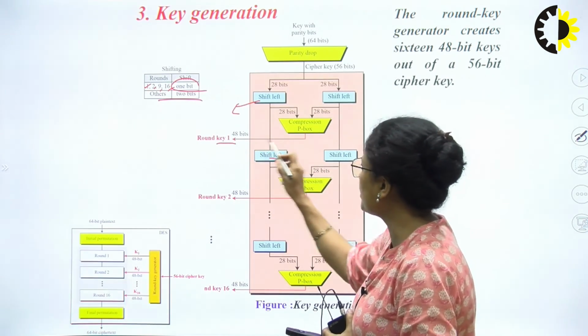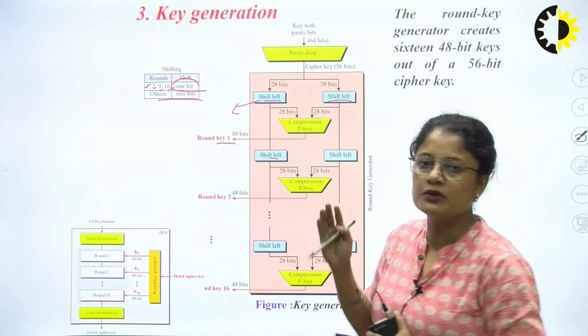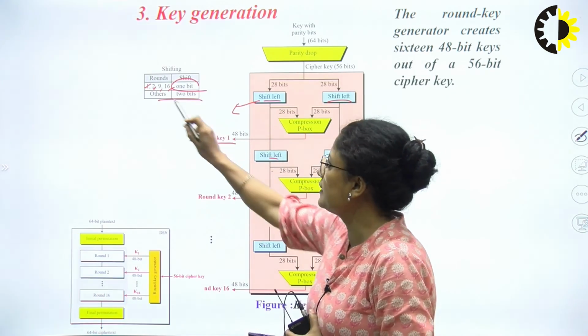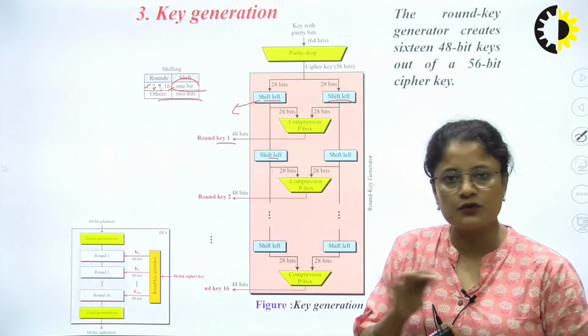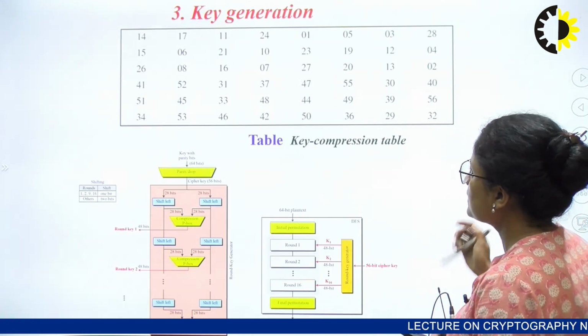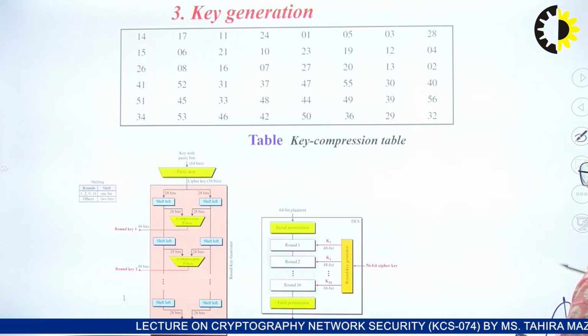That means in the first round, when you are shifting the bit pattern, you'll be shifting it by 1 bit. In the second round, again by 1 bit. In the 9th and 16th, again by 1 bit. For all other rounds, you are shifting it by 2 bits. This is how it works, and this is your compression table.